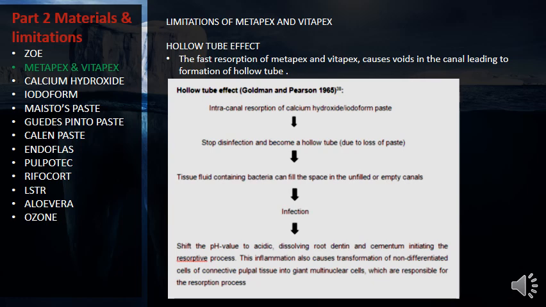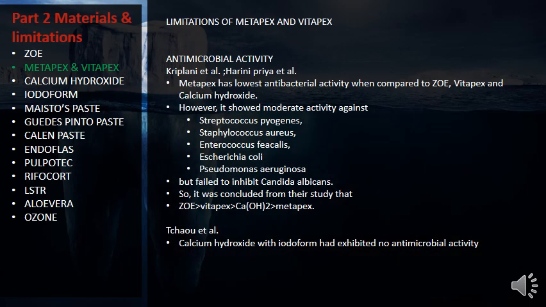The inflammation also causes transformation of undifferentiated cells of connective tissue into giant multinuclear cells, which are responsible for the resorption process. Antimicrobial activity. According to Kriplani et al. and Harini Priya et al., Metapex has the lowest antibacterial activity when compared to zinc oxide eugenol, Vitapex, and calcium hydroxide. However, it showed moderate activity against Streptococcus pyogenes, Staphylococcus aureus, Enterococcus faecalis, and Pseudomonas aeruginosa, but failed to inhibit Candida albicans. So it was concluded from the study that the antibacterial activity of zinc oxide is more than Vitapex, than calcium hydroxide, than Metapex.